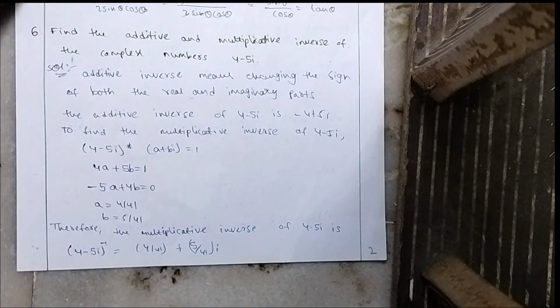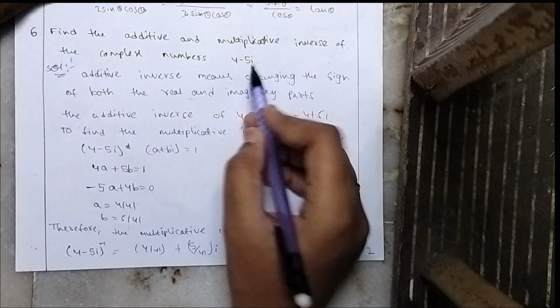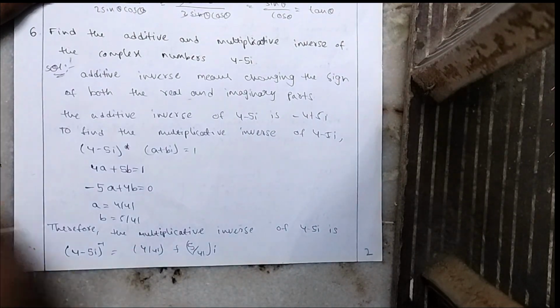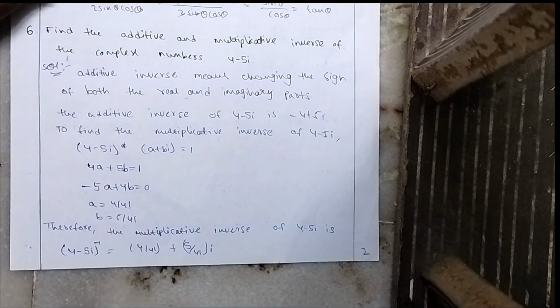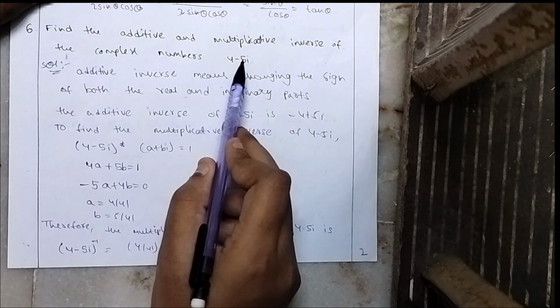Sixth one. Find the additive and multiplicative inverse of the complex number 4 minus 5i. Additive inverse means changing the sign of both the real and imaginary parts. That means minus 4 plus 5i. So the additive inverse of 4 minus 5i is minus 4 plus 5i.